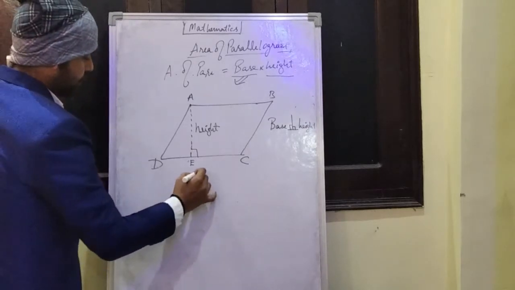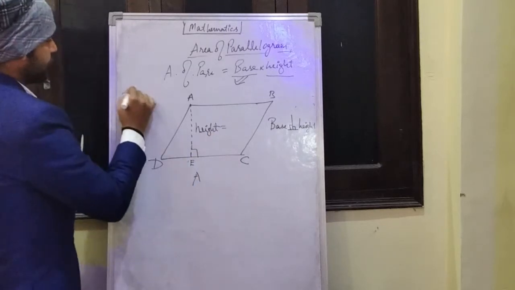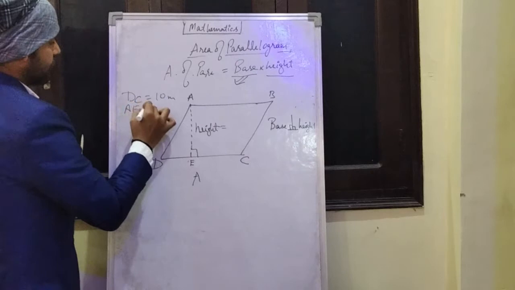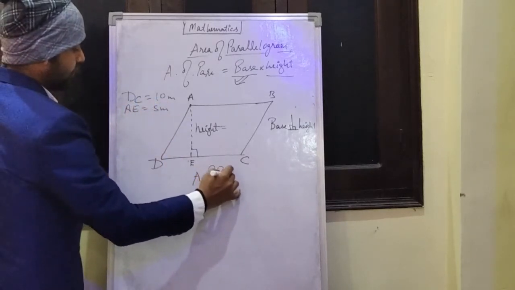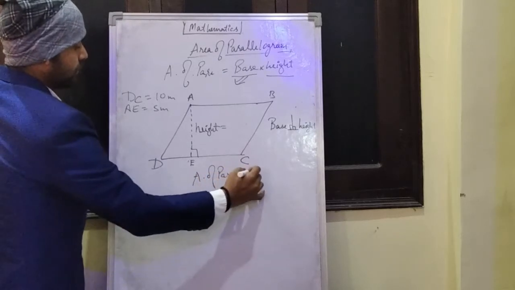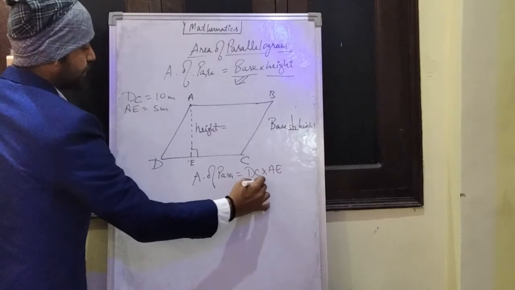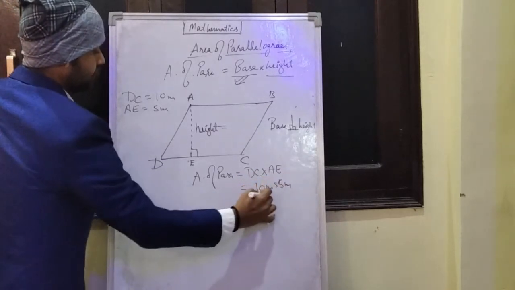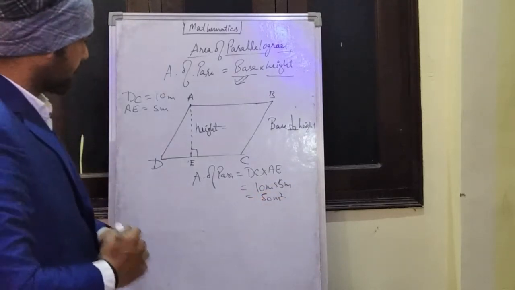Fine. So now, if both values are given to you, DC is also given. Let's say DC is 10 meters and AE is equal to 5 meters. So what will the area of the parallelogram be? Base into height. So DC is 10 meter, height is 5 meter, that is 50 meters square. Okay, so this is the thing that we need to know.